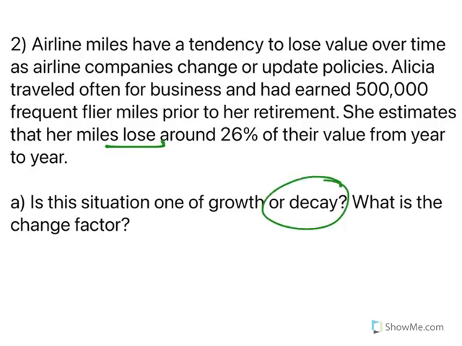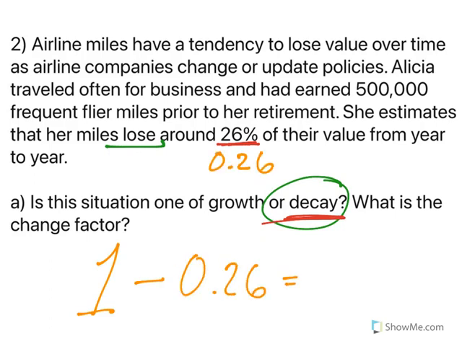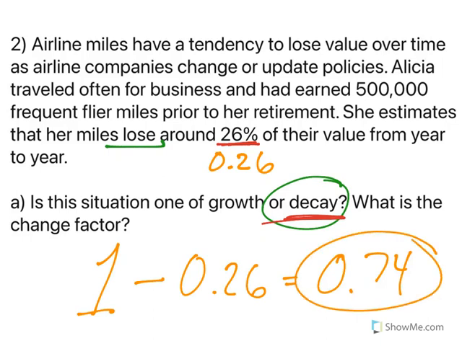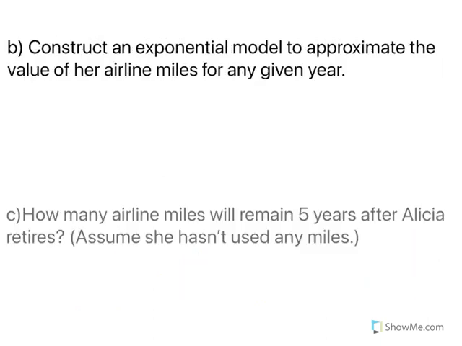Now, I do want to point out right now that we know this is exponential because our change is in percentages. So percent change lets us know that this is an exponential formula here. Okay, so it's exponential decay, and that means we're going to take our 1 and subtract 26% as a decimal, which is 0.26. So my change factor is 0.74. So now if I want to write my model for any given year, ending amount equals, how much did I start with?